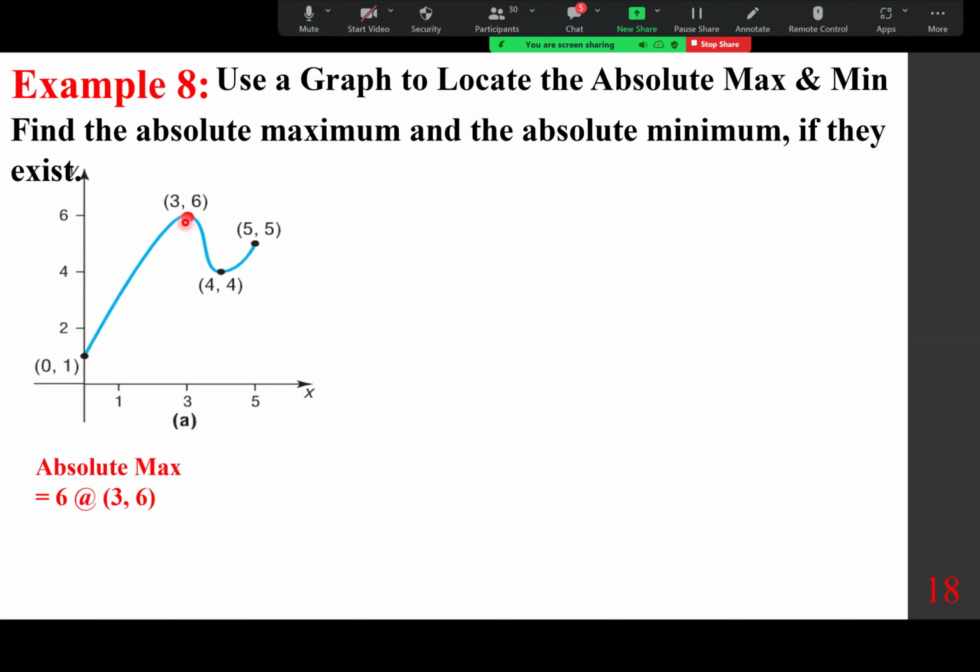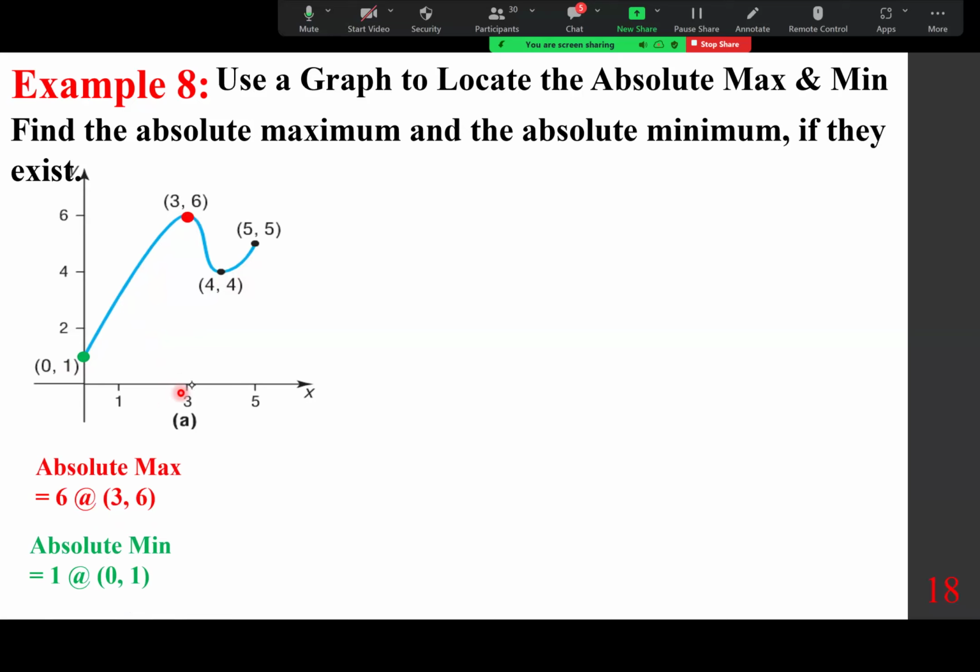What about min? This point is the location of the absolute minimum. What is the absolute minimum? The y coordinate, 1. What I want you to notice is that this is a local minimum.